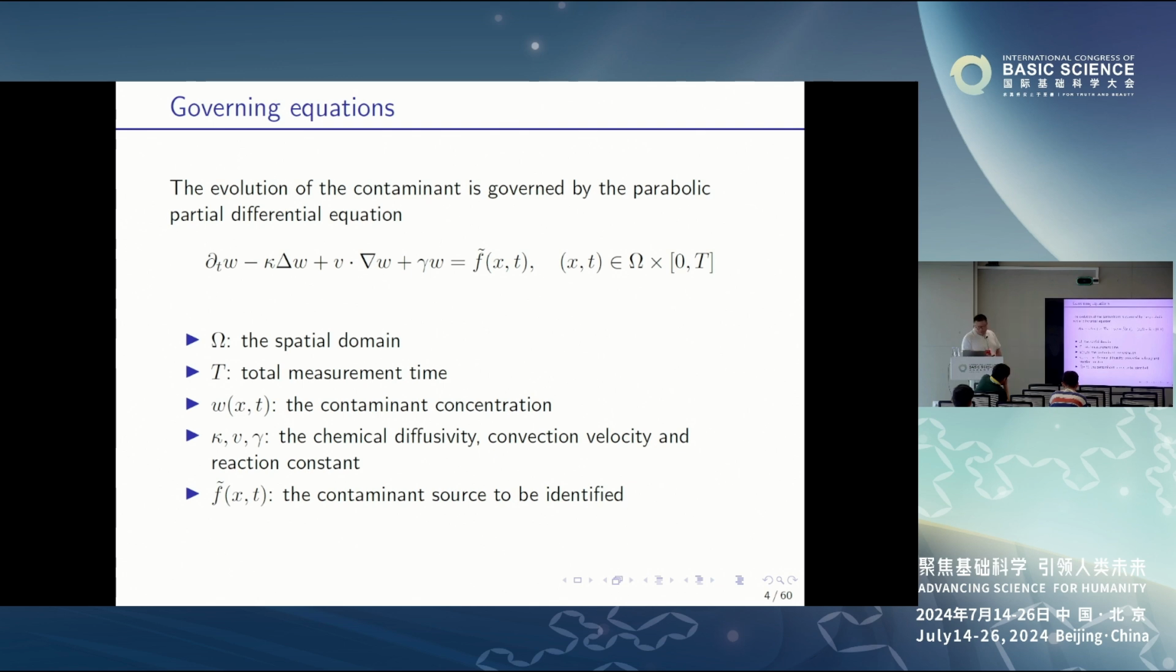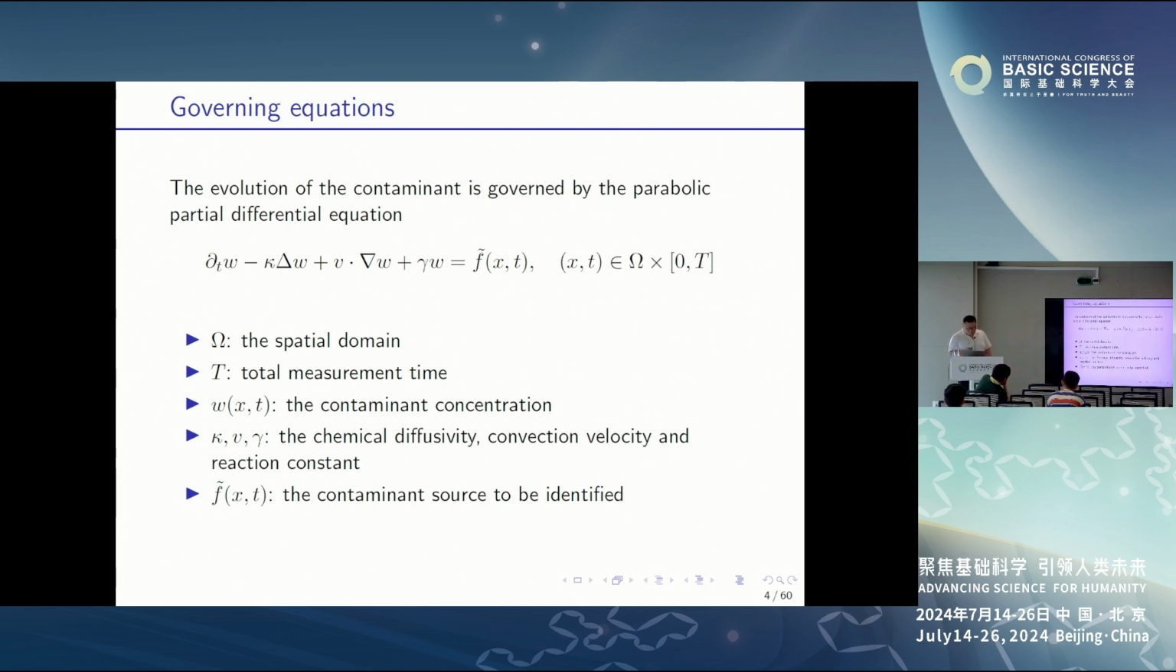So this is the governing equation. The domain here is omega, and the total measurement time is from 0 to T. W here is the contaminant concentration function, that's the solution of this equation. We also have the diffusion, convection and reaction coefficients, which are constants. And F here is the source to be determined. We want to reconstruct F from some information of the measurement of the contaminant concentration. It's partial data; we cannot measure it everywhere.